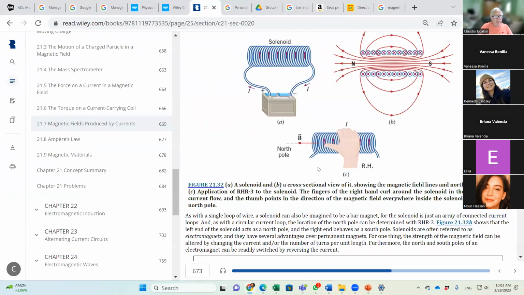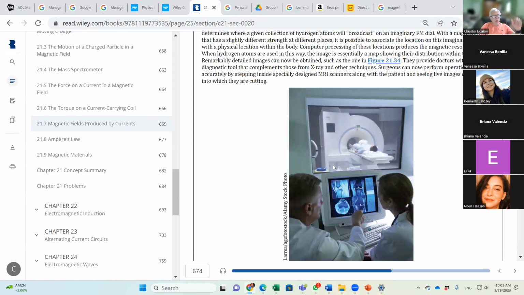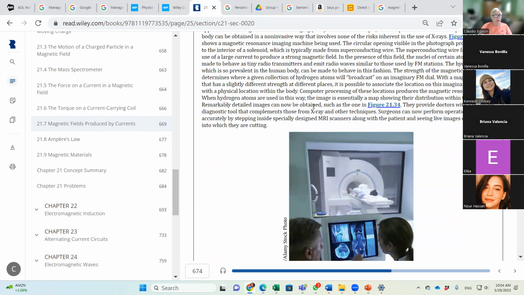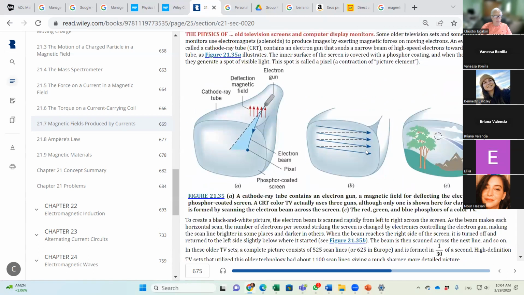Let's see here. The important thing is the direction of the magnetic field: rotate the palm of your hand in the direction of the current flow, and the thumb points in the direction of the magnetic field. That's what this guy is talking about. So solenoids are all over the place. Magnetic resonance imaging has a bunch of solenoids inside. If you're going to work with MRI in the future, just remember that this device is full of solenoids, and we can extract information from inside the human body just by using solenoids.